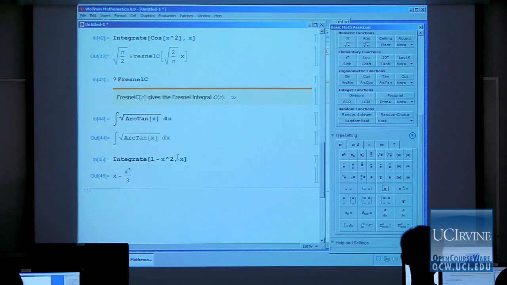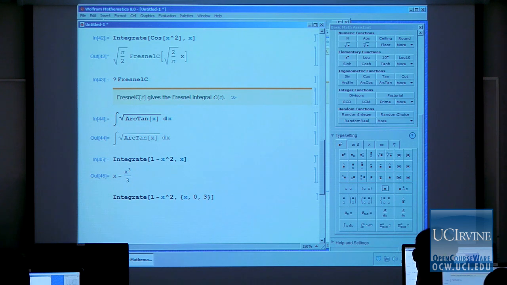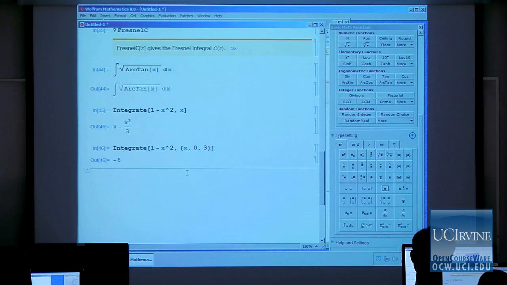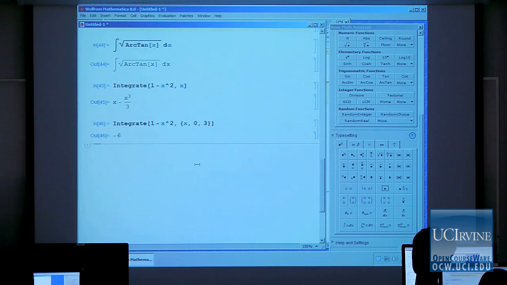All right, now what if you want to instead evaluate a definite integral? So if I want to do the same integral, but I want to do it between x equals 0 and 3. Well, all I have to do is put the range in instead of just the variable. All right, and you get minus 6, which for this one you could verify probably in your head is correct. All right, so that's the indefinite. Another definite integral, we can use the palette.